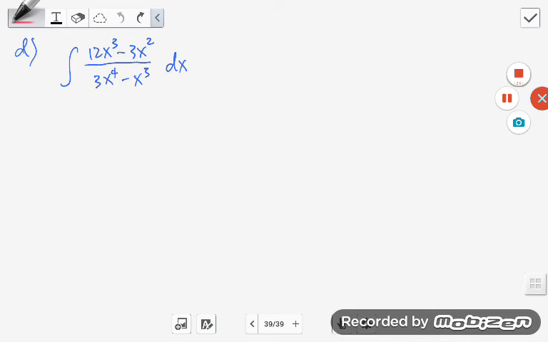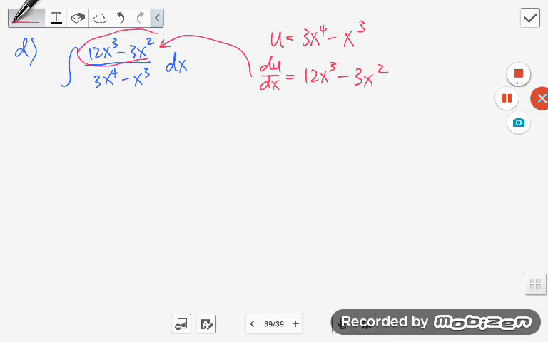Because if you think about it, the power here is 4. If I differentiate that, wouldn't I get a power of 3, right? So my u in this case is going to be 3x to the power of 4 minus x cubed. So if I find du/dx, I'll get 12x cubed minus 3x squared. And hey, isn't this part, the numerator, my du/dx, right?